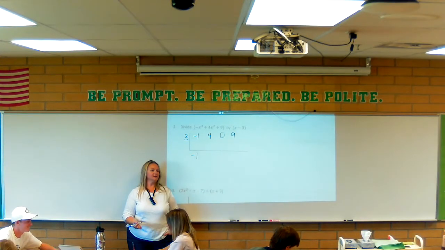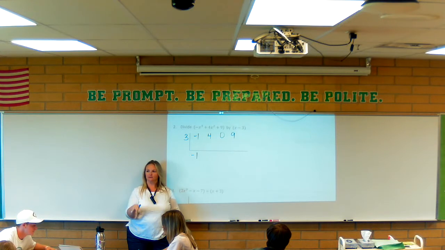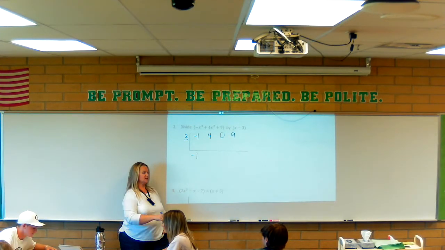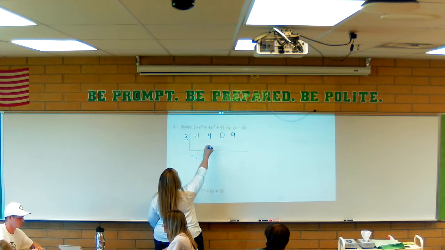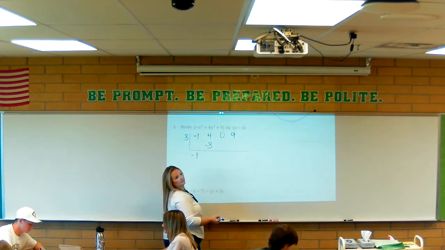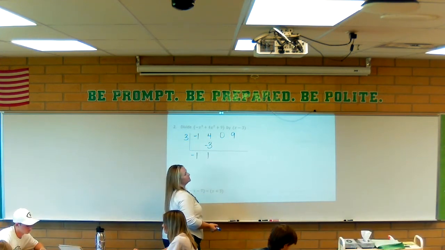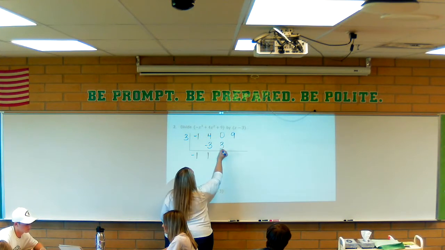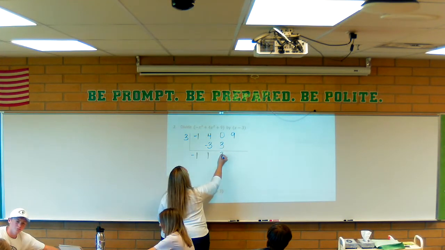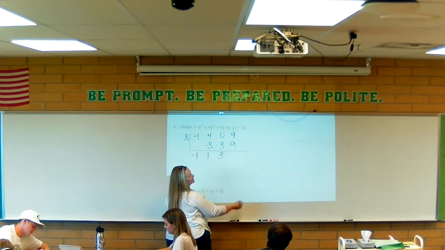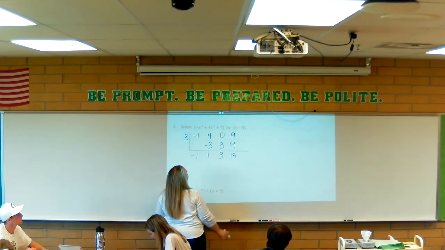And now what? Two things over and over again. Multiply, add, multiply, add, multiply, add, multiply, add until we're done. Multiply what? Two numbers. 3 times negative 1 is negative 3. Add them. 1. Multiply them. 3. Add them. 3. Multiply them. 9. Add them. 18.